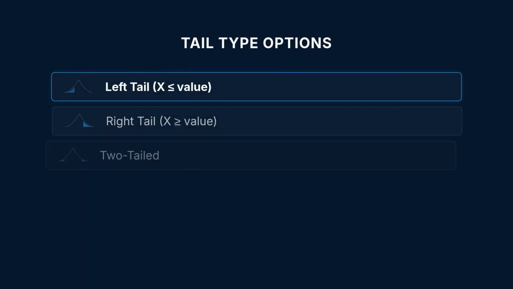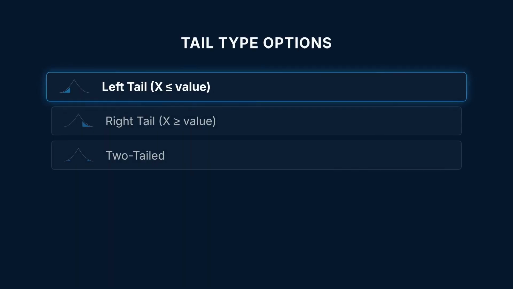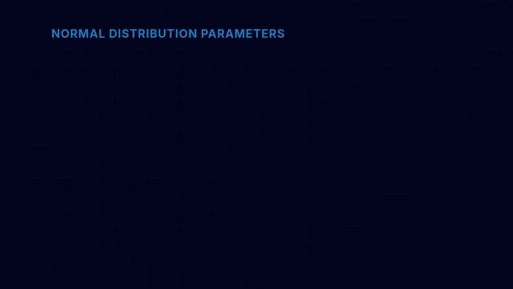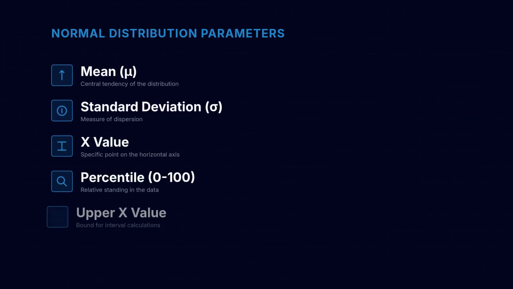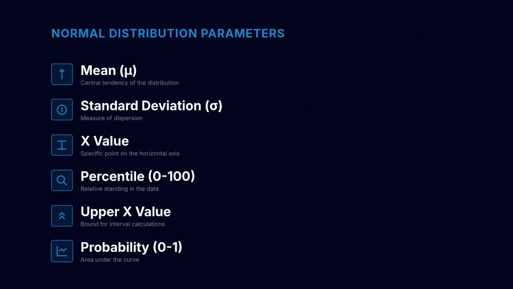Next is the tail type dropdown with 3 options. Left tail x less than or equal to value, right tail x greater than or equal to value, and two-tailed symmetric. I've selected left tail. The input fields are mean m, standard deviation s, x value, percentile 0-100, upper x value, and probability 0-1.